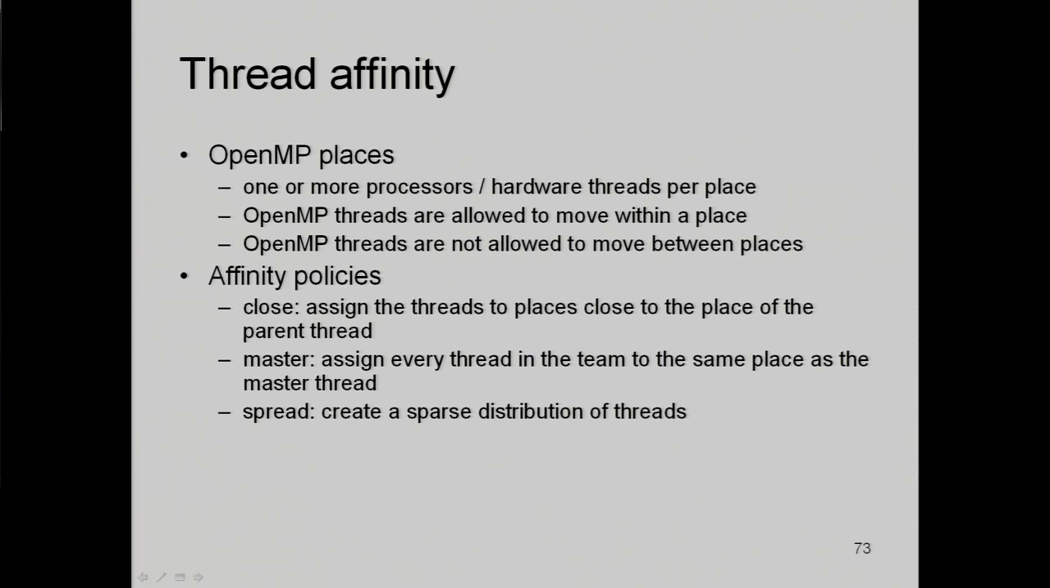So some terminology here. If you read the spec, you will see the terminology of what we call OpenMP places. A place is an abstract concept, and you can associate it to any level of hardware. What it defines here is that a place is one or more processors or hardware threads. This is a collection of hardware processors or a collection of hardware threads. OpenMP threads are allowed to move within a place, and OpenMP threads are not allowed to move between places. From now on, we use the OpenMP place to explain all the thread affinity. This is an abstract level. We don't want to go too deep into the hardware mentioned in the spec. We just want to have some abstract level, and then it's up to the user how to map these OpenMP places.